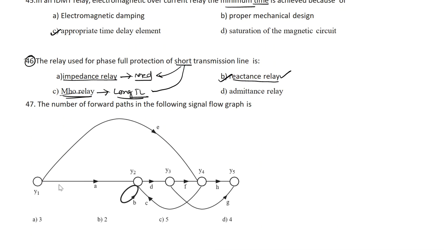Now, the number of forward paths in the following signal flow graph. A forward path is one starting from the starting node to the ending node. Let me take A and B. Going from A, I can go A, D, E, F, B, which is one forward path. For the second forward path, I go A to D to G. C is in the reverse direction, so there is no possibility. Is there any third one? Yes, E can go to H.